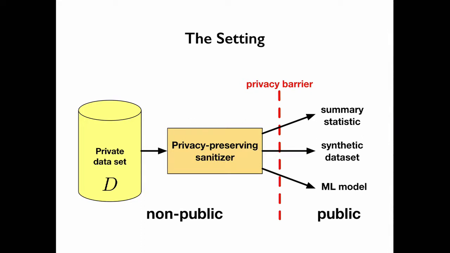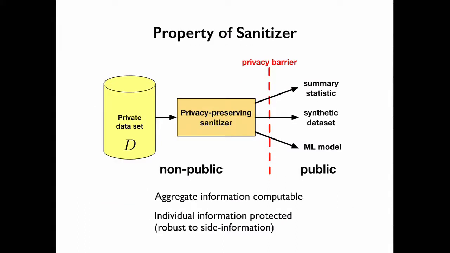So in some sense, to your left of the privacy barrier are things that are not visible to the public, whereas to the right of the privacy barrier are things that are visible to the public, okay? And so this is our setting, okay? So what kind of properties do we expect the sanitizer to have?